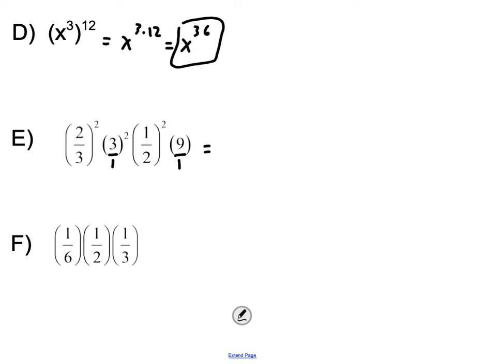So 2/3 to the second, that means 2 to the second and 3 to the second. And then we have 3 to the second over 1. And then we have 1 to the second over 2 to the second. And then we just have a 9 over 1.